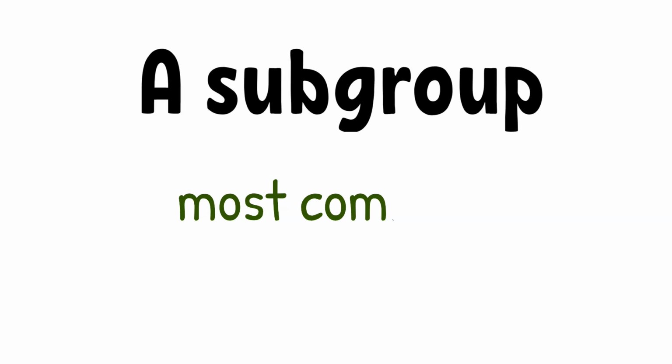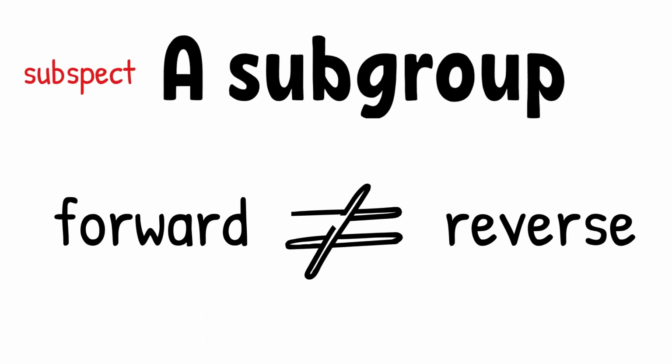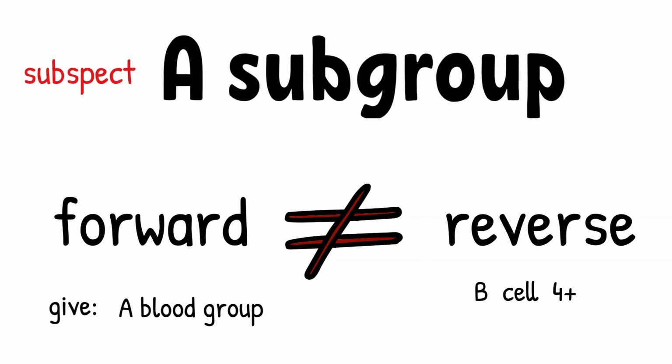Subgroups are more common in group A individuals. The most common subgroups that are encountered are A1 and A2. There are other subgroups of A, but these two are the most common ones, so we will be focusing on A1 and A2. We can suspect an A subgroup when the forward gives A blood type and the reverse gives a strong reaction with B cells, but a weak reaction or none with A1 cells, which means the individual may have one of the A subgroups with anti-A1 antibody.